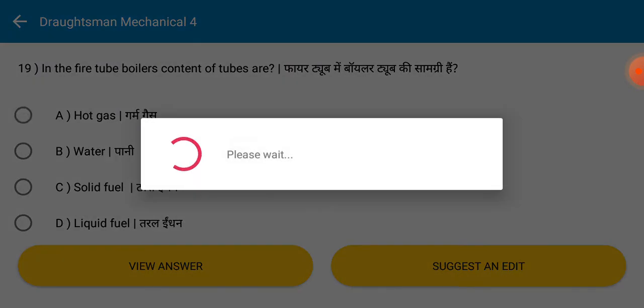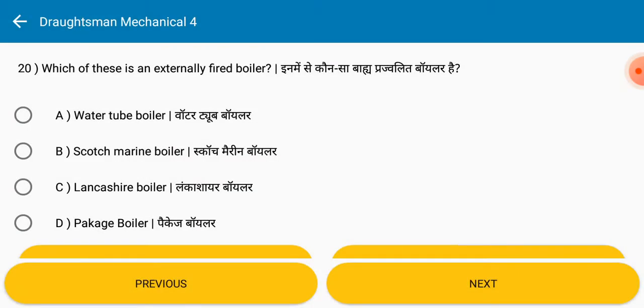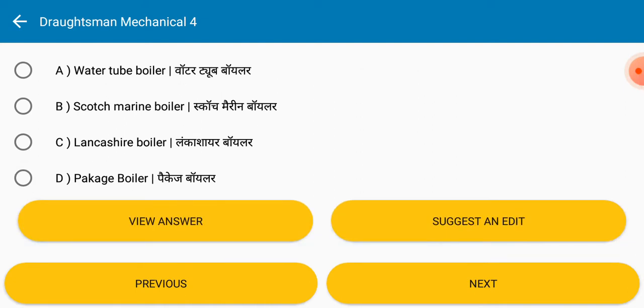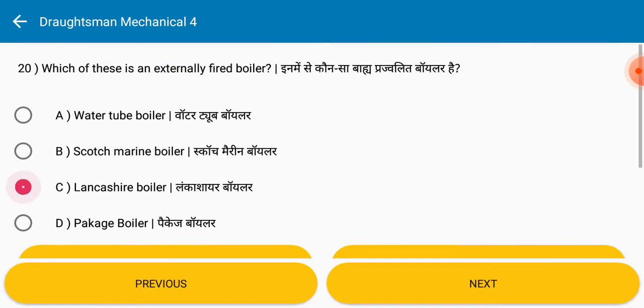Next question. Please wait. Next question. Which of these is an externally fired boiler? Option number C is the right answer. Lancashire boiler. Next question.